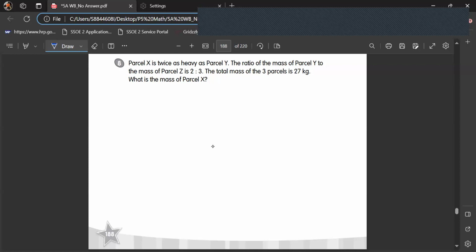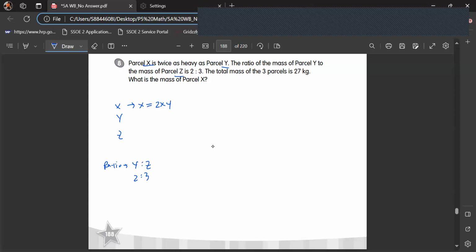Right, so here I see there's parcel X, parcel Y, and parcel Z. So there's X, Y, and Z. All right, then I try to figure out the relationship. I have X is twice as heavy as Y. So X is equal to 2 times of Y, which I can draw first, or I can continue to read first. The ratio of Y, you've got a ratio here. The ratio is Y is to Z. That's 2 is to 3. Which is like, okay. Seems like Y is the link between them.